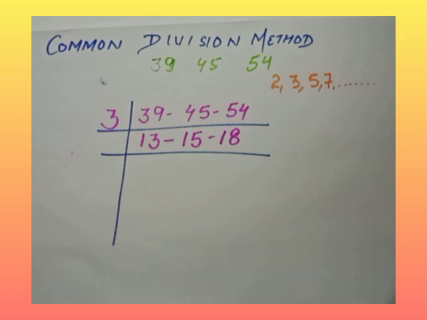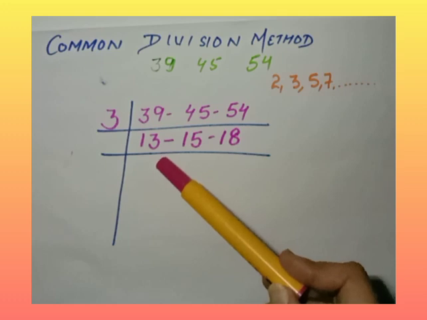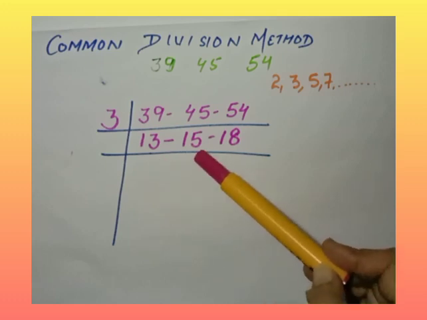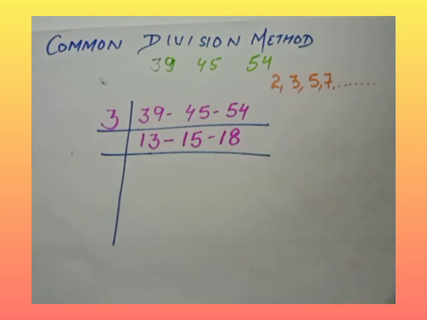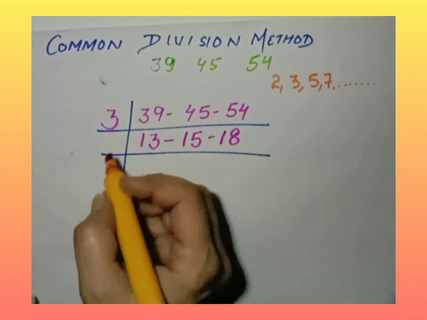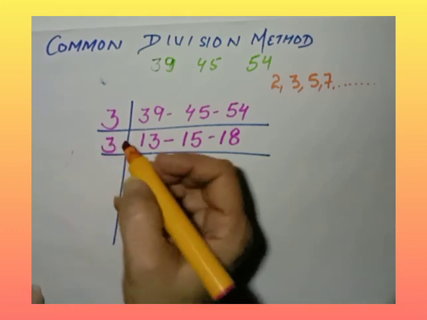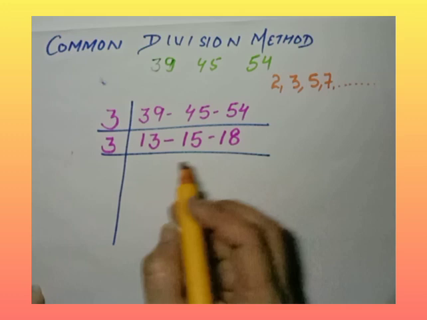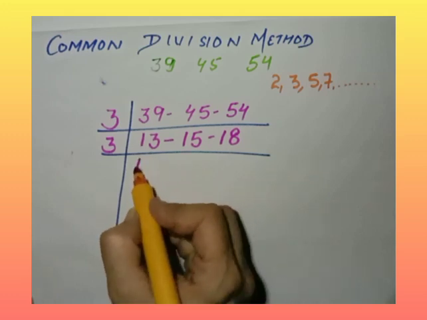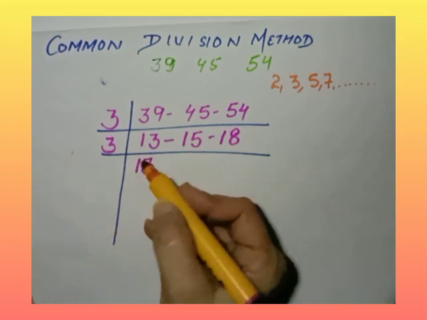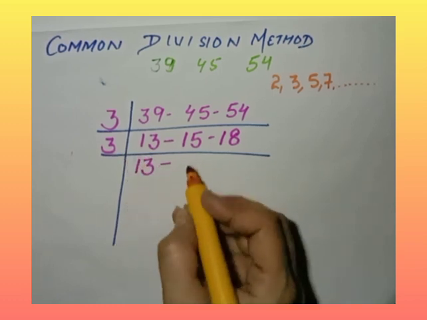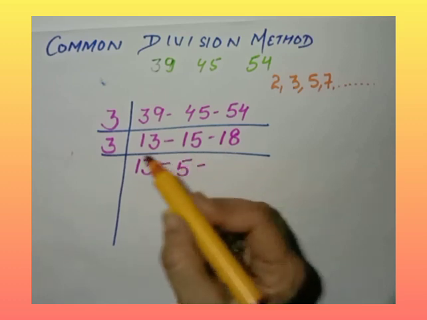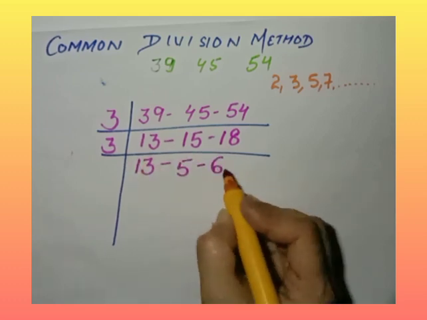So we got the numbers 13, 15 and 18. Now look at the numbers. 13 is a prime number; it is not divisible by any number. Now we have to think about the other two numbers, 15 and 18. These are again divisible by 3, so we'll take the next number again as 3. A number should at least divide two numbers. Now 13 is not divisible, so we will write it the same. We will not divide it because it is not divisible by 3. So 15 divided by 3, we will get 5. And 18 divided by 3, we will get 6.